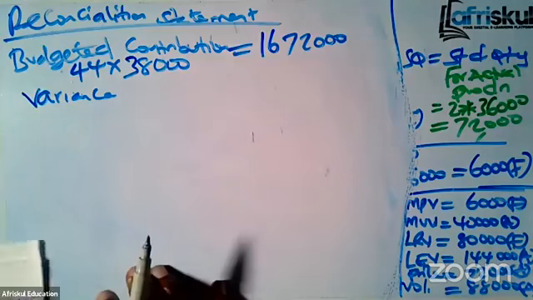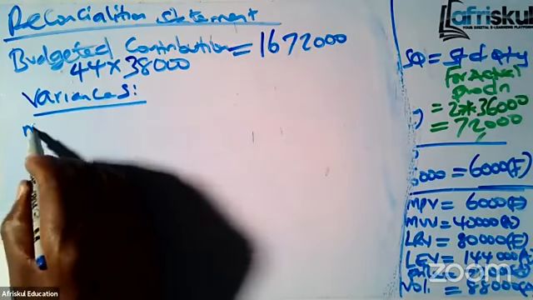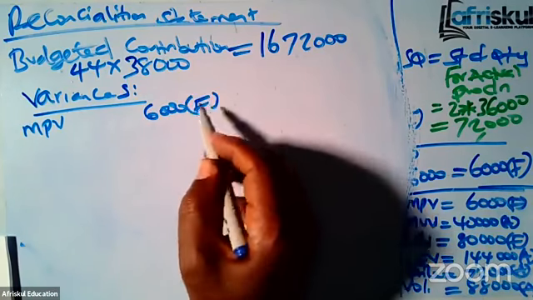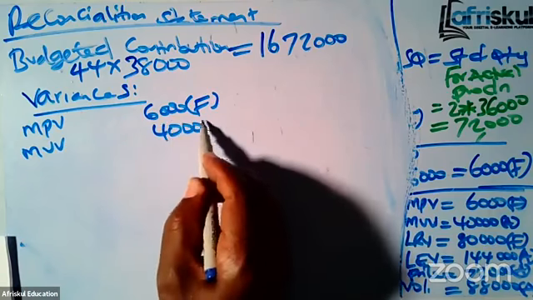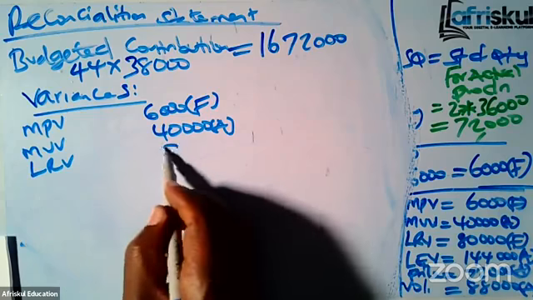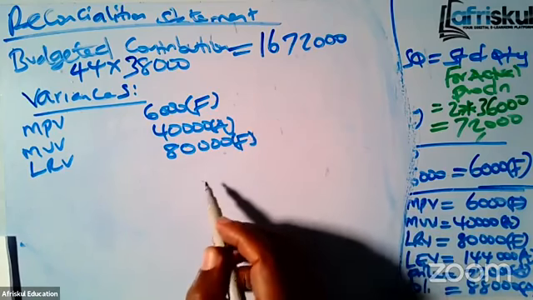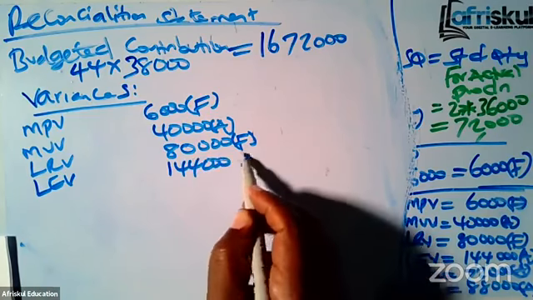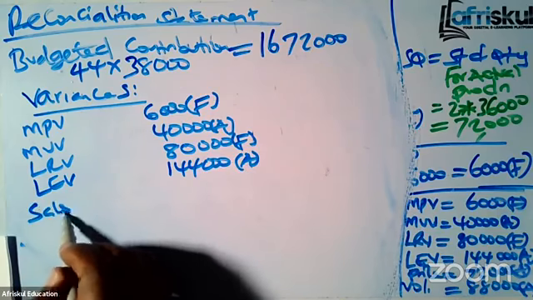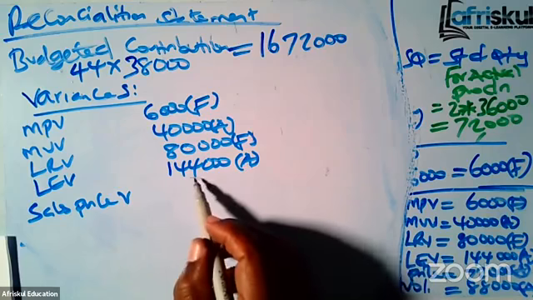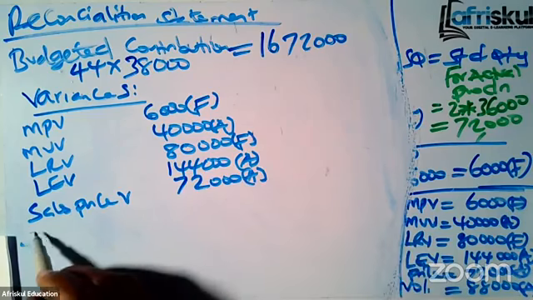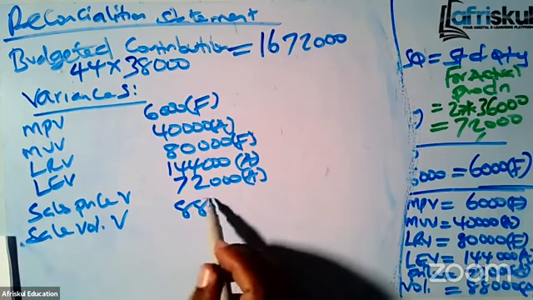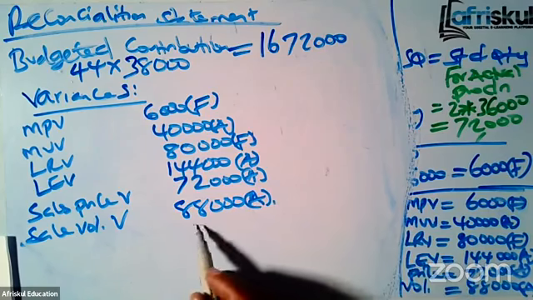In between the budgeted and the actual, we have variances, which fortunately we have been able to list here. Material price variance 6,000 favorable. Material usage variance 40,000 adverse. Labor rate variance 80,000 favorable. Labor efficiency variance 144,000 adverse. Sales price variance 72,000 adverse. And lastly, the sales volume variance is 88,000 adverse. So please come and combine everything.